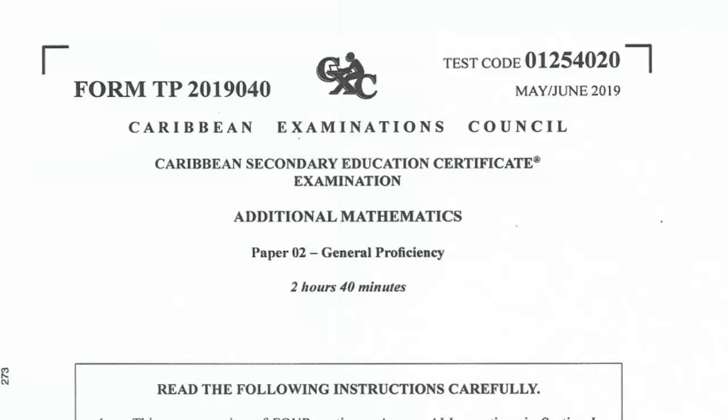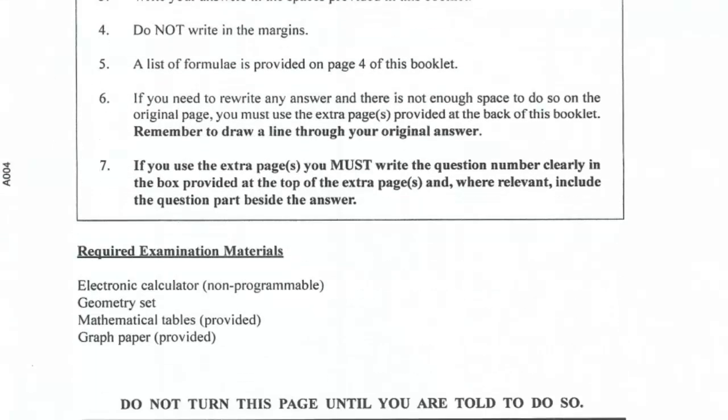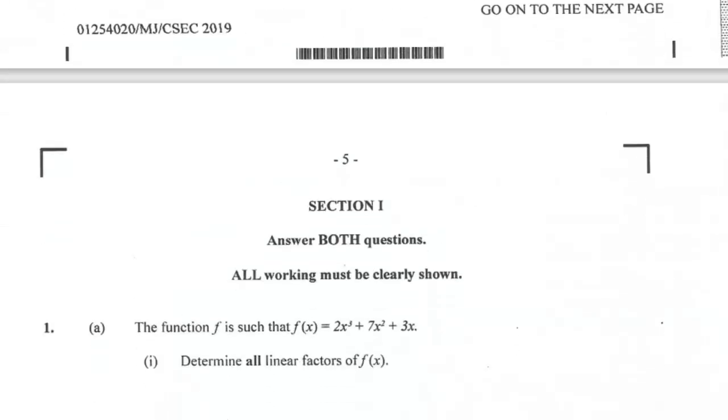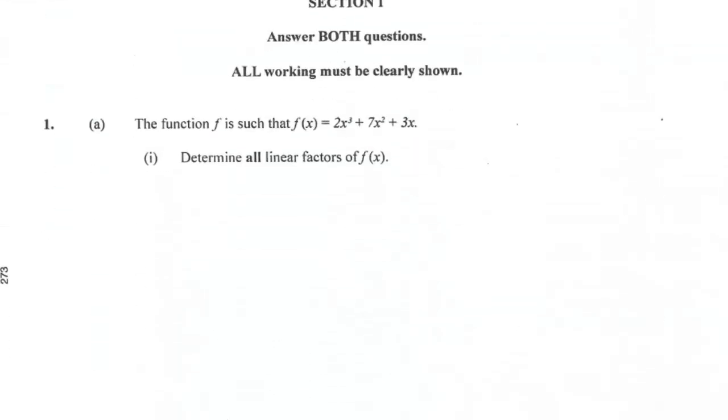Today we are looking at the 2019 AdMath paper. Let's start question 1. So here we go. The function f is such that f of x is 2x cubed plus 7x squared plus 3x. Determine all linear factors of f of x.